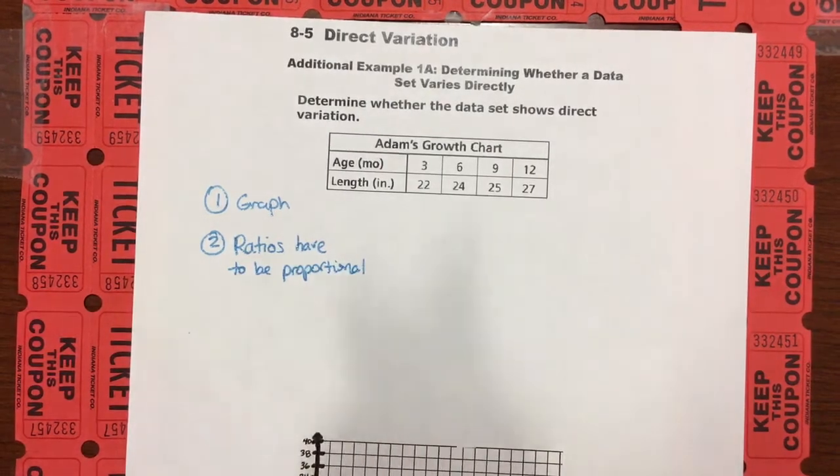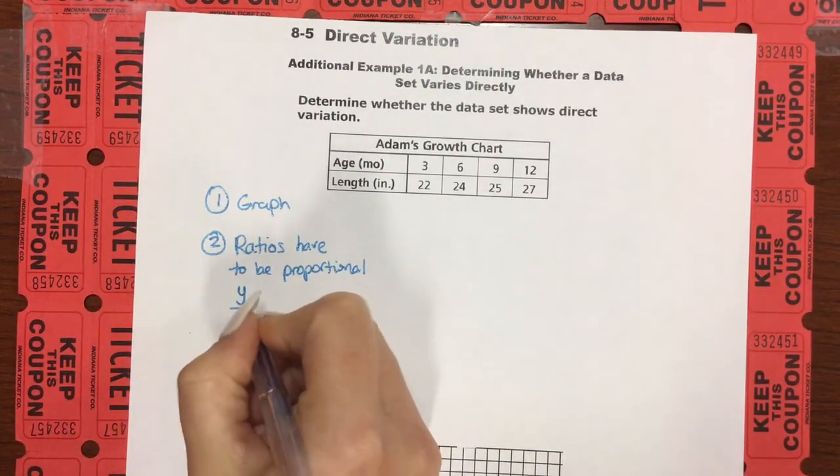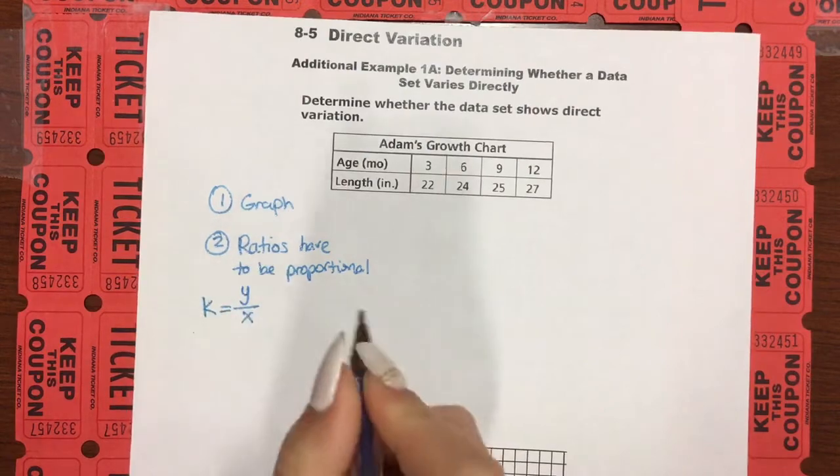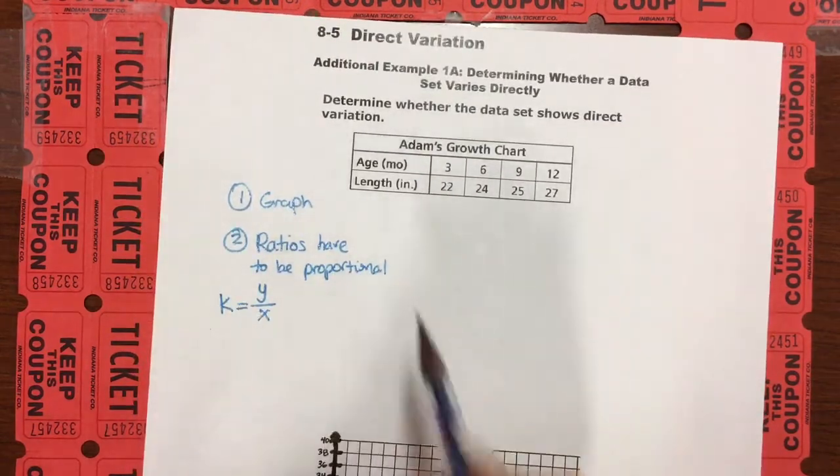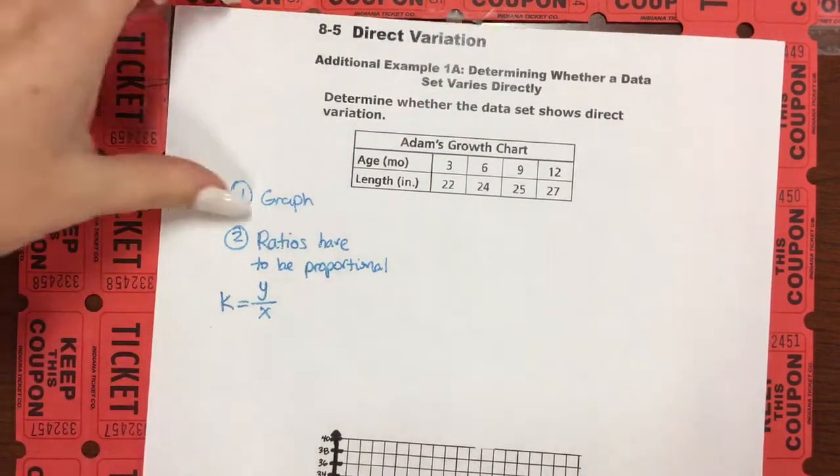So it's a proportional relationship with y over x. That is what k equals. K equals y over x, and so it has to be the same every single time. Okay, but first we're going to graph it.